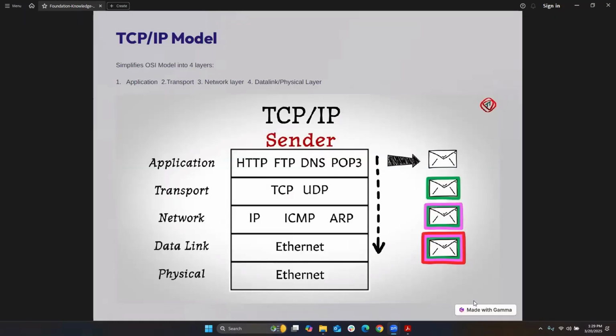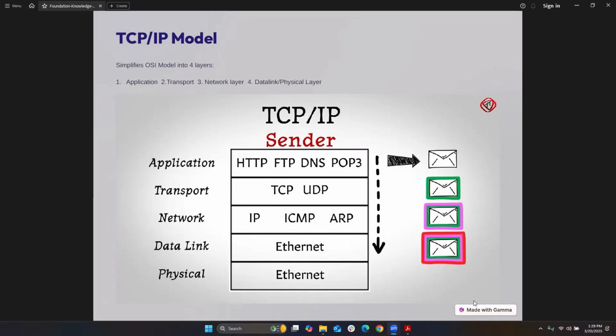Moving on to the next topic, the TCP/IP model. So what is TCP/IP? TCP/IP stands for Transmission Control Protocol and Internet Protocol. It is a set of rules that allows computers and devices to communicate with each other over the internet. Every time you browse a website, send an email, make a video call, or connect to Wi-Fi, TCP/IP is needed. TCP/IP is made up of four main layers, with each layer having a specific role in handling data.